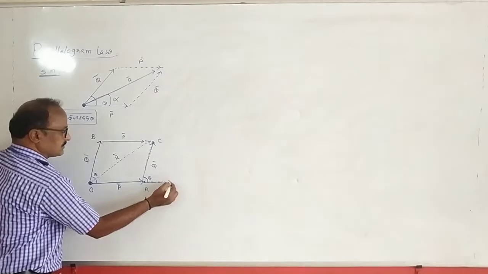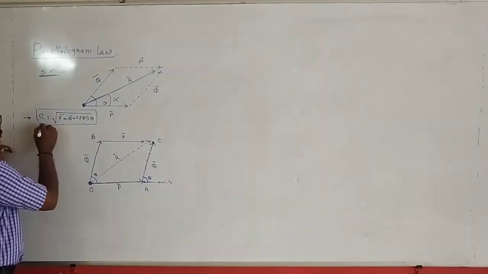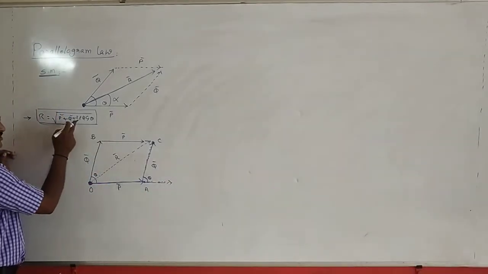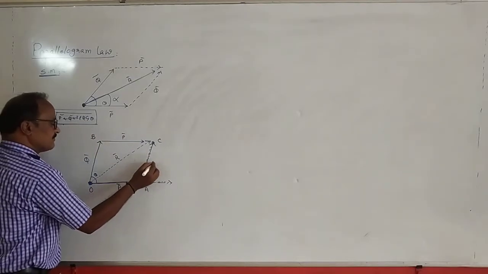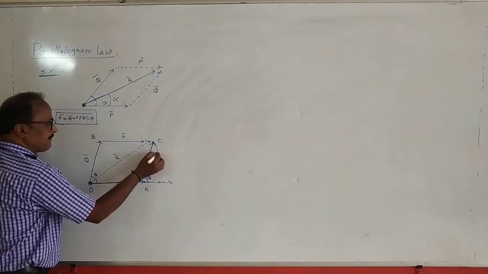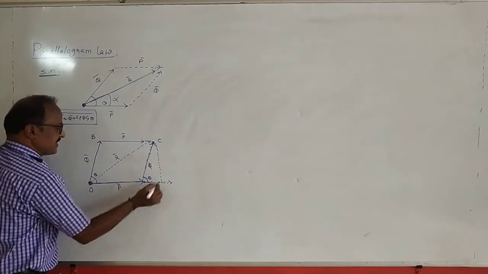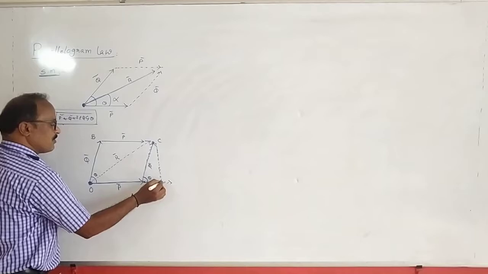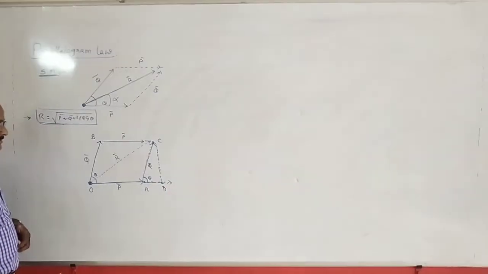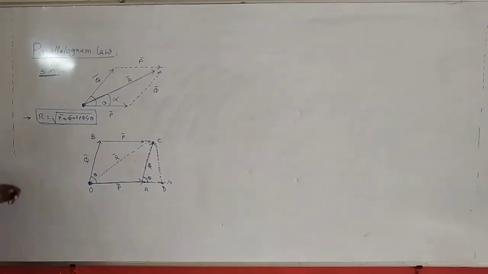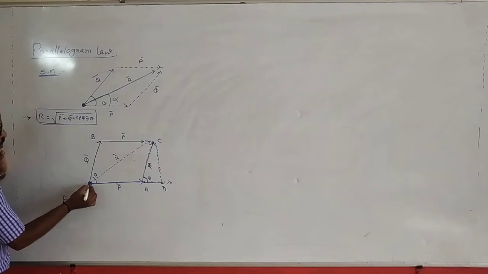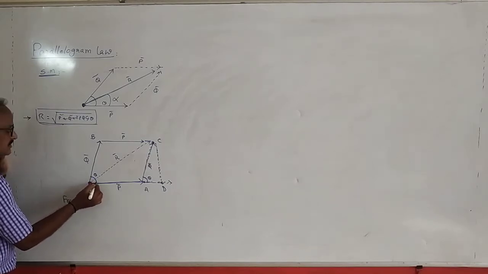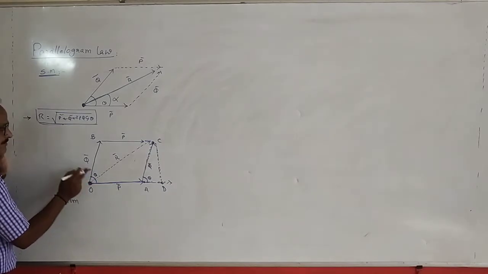The first vector. Now, to prove that R squared is equal to P square plus Q square plus 2PQ cos theta, from the point C, let us draw a perpendicular line on this extended line. This intersects at the point D. Okay. So, from the parallelogram, clearly this angle is equal to theta. The total angle between P bar and Q bar is theta.